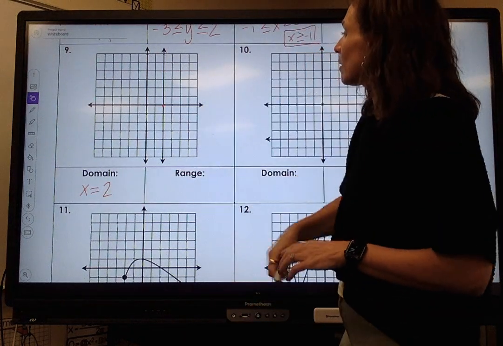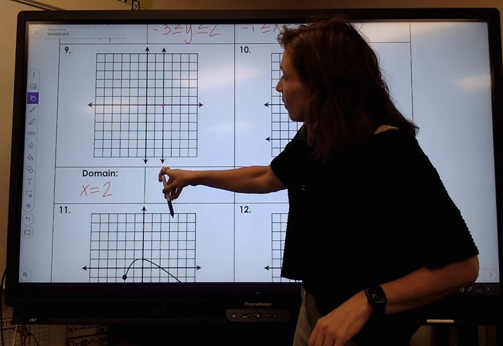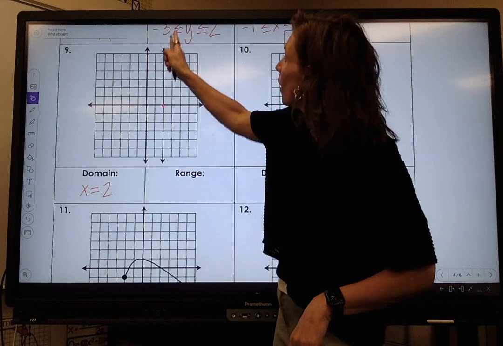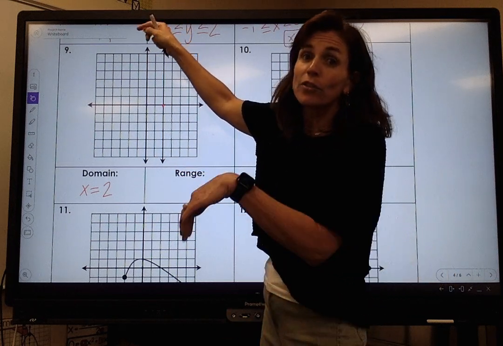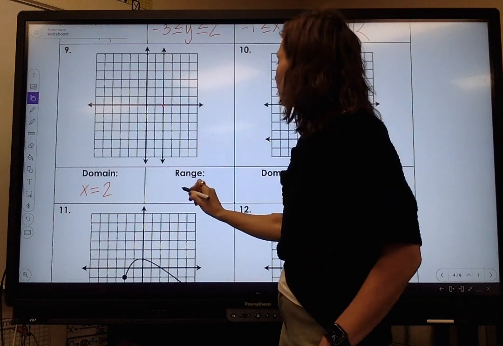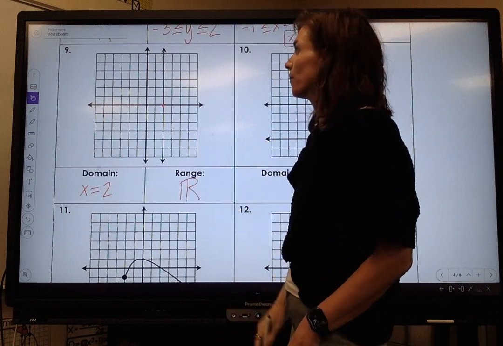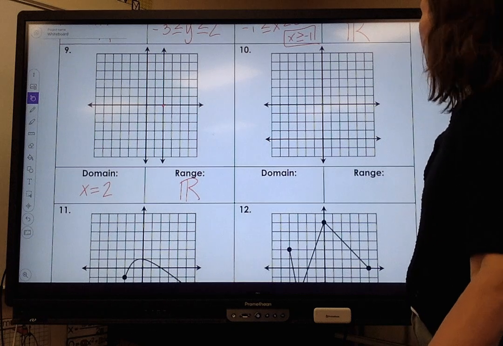Now, let's look at my range. How far down does it go? Forever. How far up does it go? Forever. So -infinity to +infinity is all real numbers. Okay, let's look at number 10.